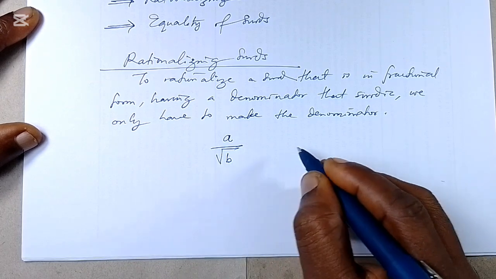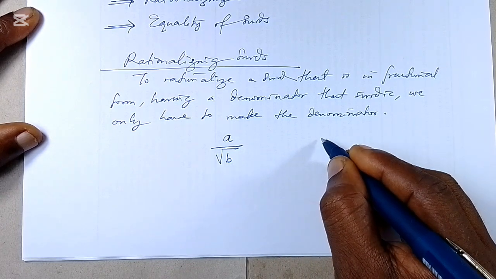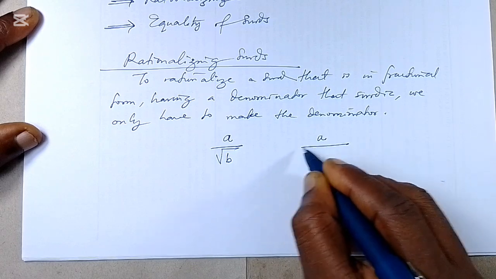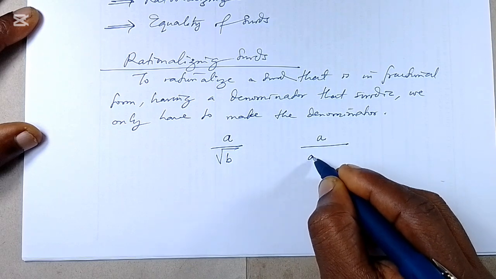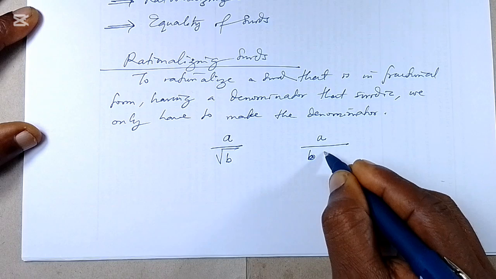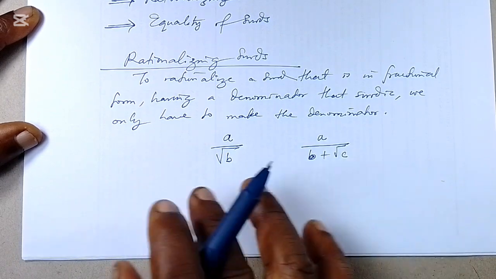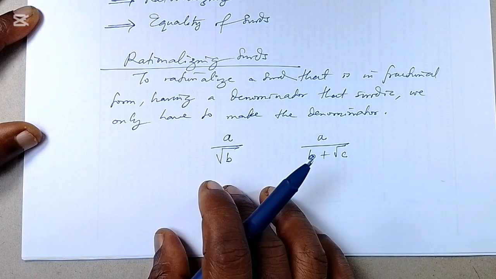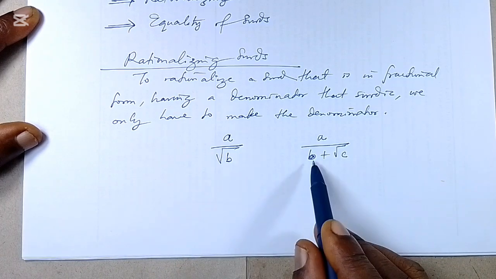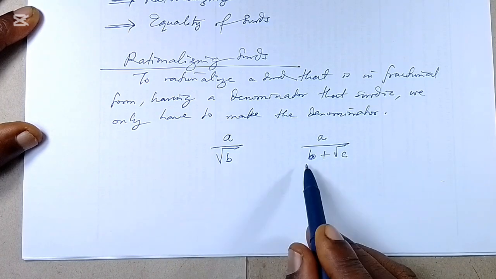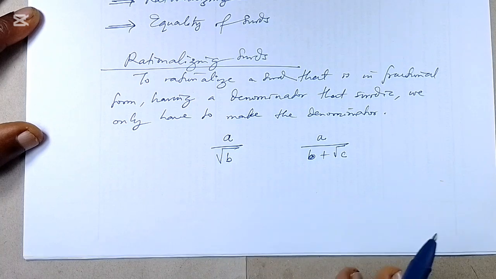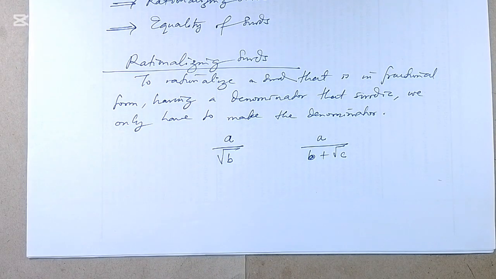Another example of cases where you would have to rationalize is a case like this: a over b plus square root of c. These are forms of Surds that need rationalizing because the denominators are surdic in nature. So I'm going to be taking you through certain examples of Surds that need rationalization. Let's see how that is done.